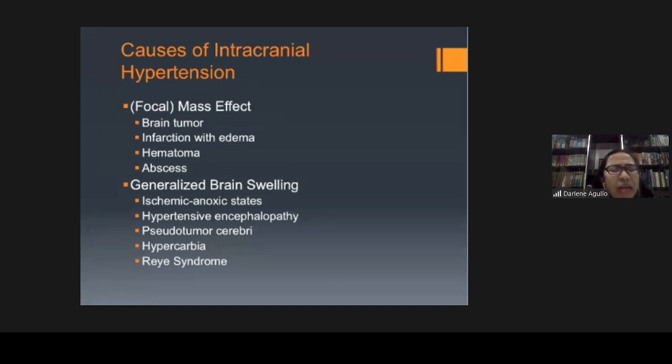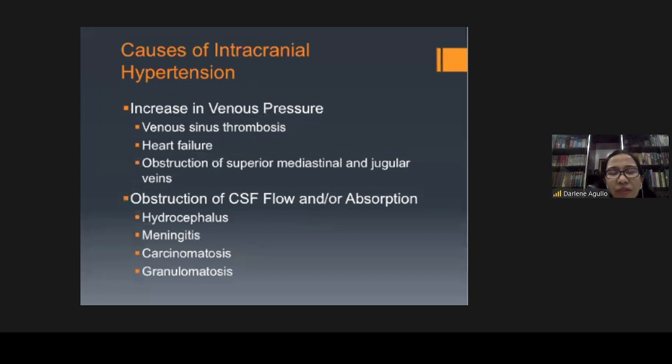And for generalized cerebral edema or brain swelling, you will see this in diffuse ischemic anoxic states, post-arrest, shock. Also in hypertensive encephalopathy, in patients with pseudotumor cerebri, carbon dioxide is a potent cerebral vasodilator. Also in Reye's syndrome. We also see intracranial hypertension when there is increase in venous pressure.